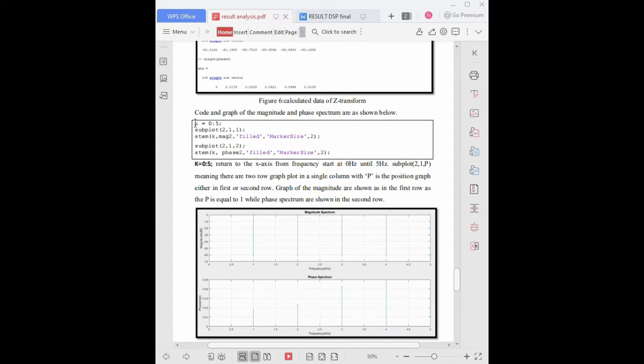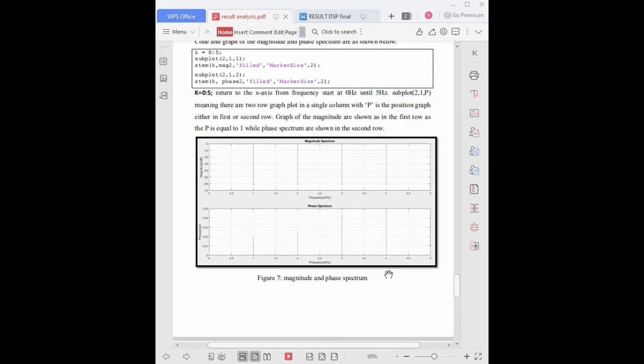The magnitude and phase are then plotted as a discrete signal using this formula. The first row is the magnitude spectrum, and the second row is the phase spectrum.